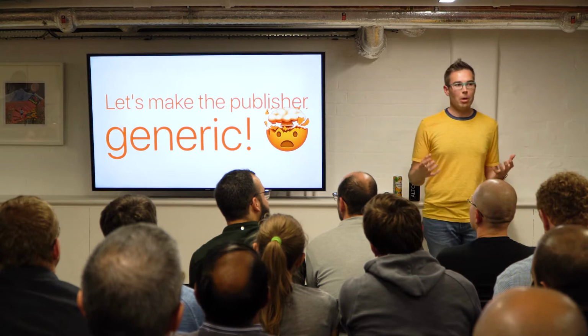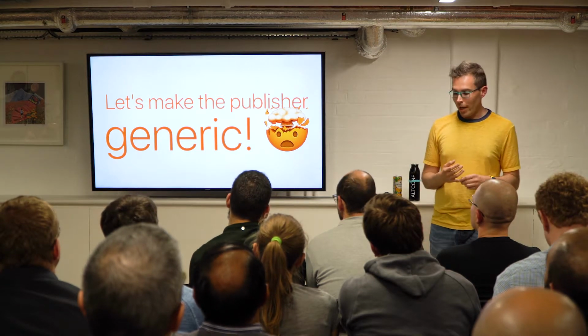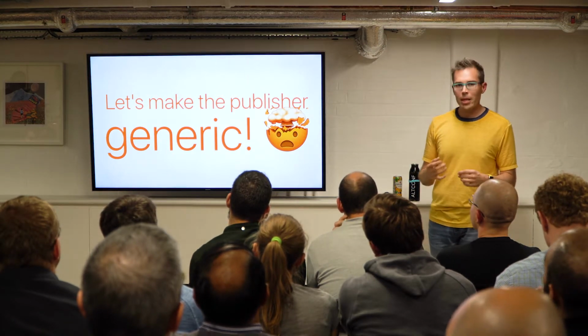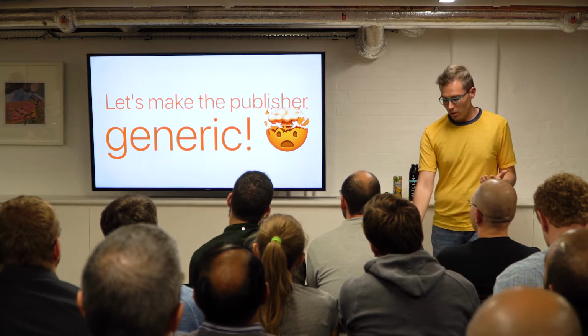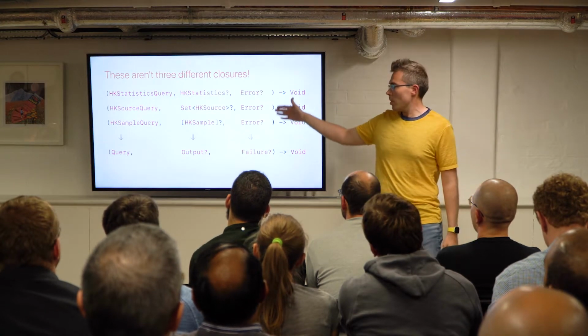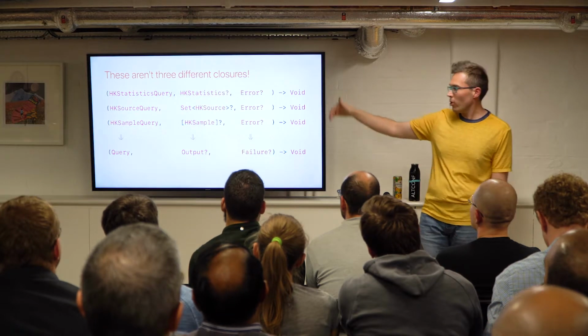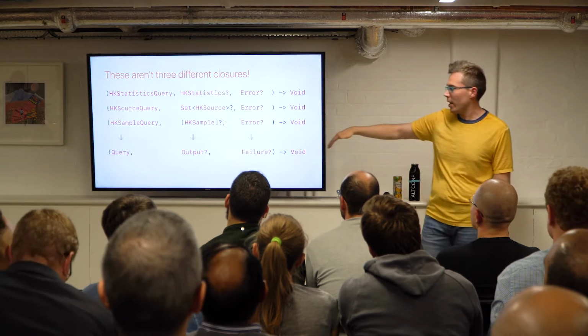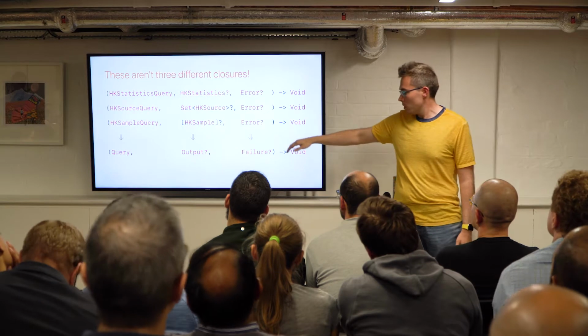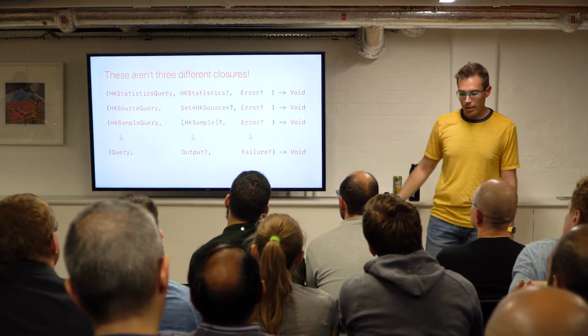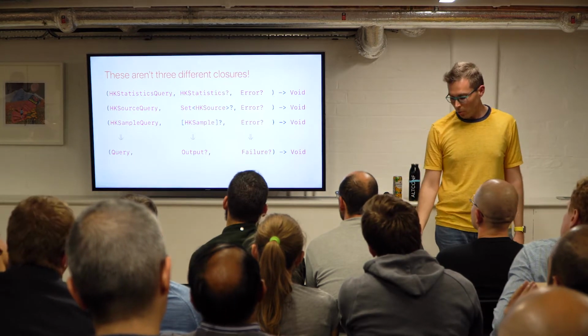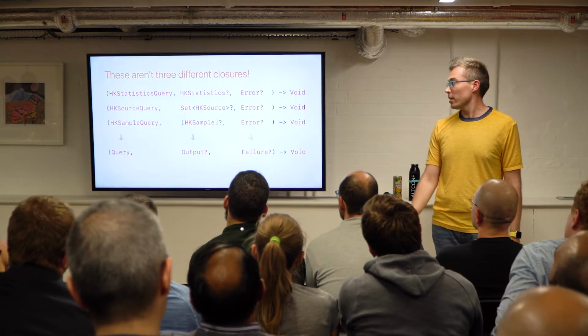So that's the sample query publisher, the sample publisher that we had. Can we make that generic? Because these things all have the same shape. They all follow this pattern of query, output, failure to avoid. Exactly the same. So can we do something amazing and crazy?